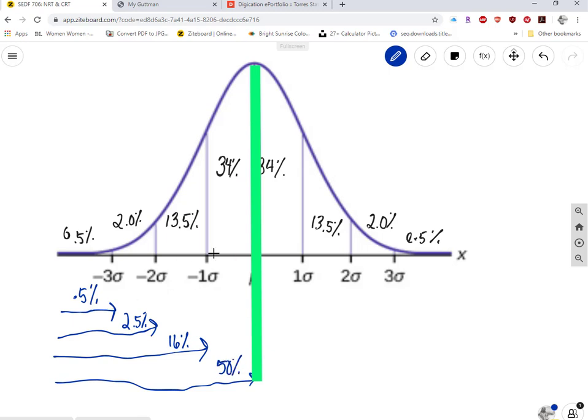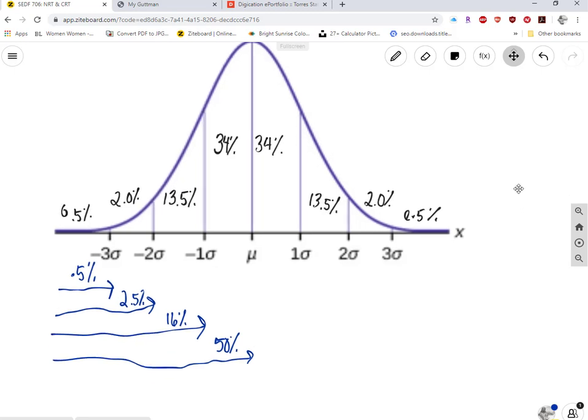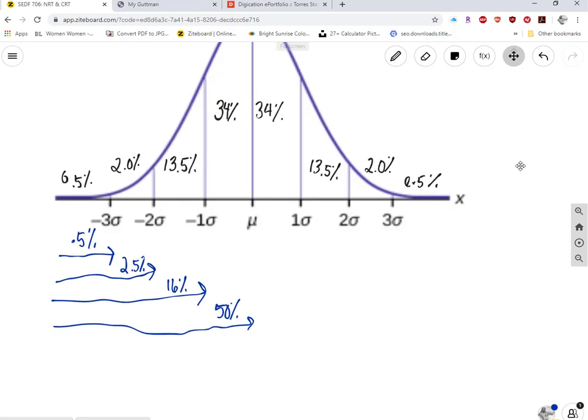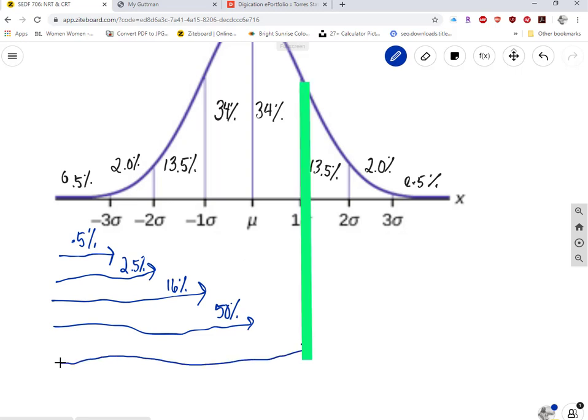Now that makes sense, right? Because here's the curve, half of it is 50%, so here 50% would be below the mean and 50% would be above the mean. I'm going to just scooch this down just a little tiny bit and keep adding. Okay. All right. So now I'm going to add an additional 34%, and I'm going to get 84%.